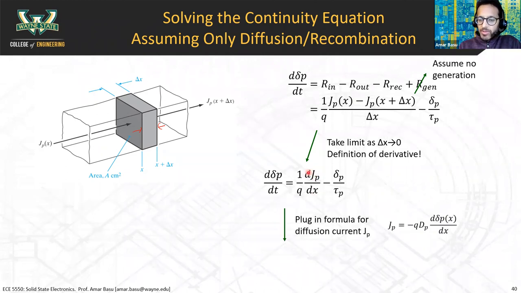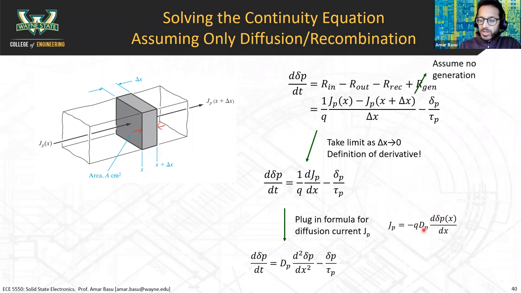Now we plug in the formula for the diffusion current Jp. This is Fick's law. We've talked about the definition of diffusion current multiple times now, so remember that negative sign here. This is the equation for Jp. If we take the derivative of Jp with respect to x, the derivative of this equation just becomes the second derivative of this term.